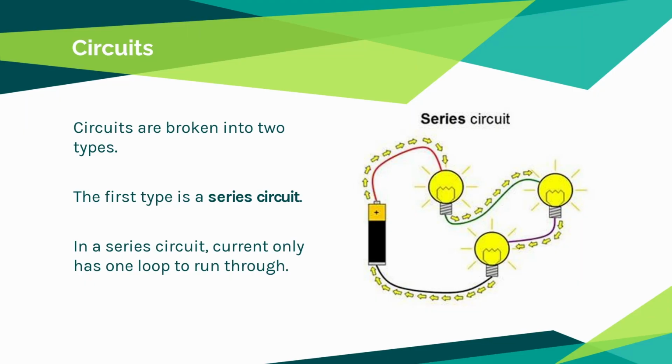Circuits. There are two major circuit types. The first is a series circuit. In a series circuit, current only has one path or loop to follow. That means every part of the circuit depends on the same single path remaining complete.